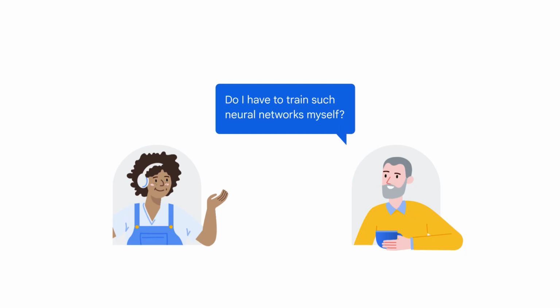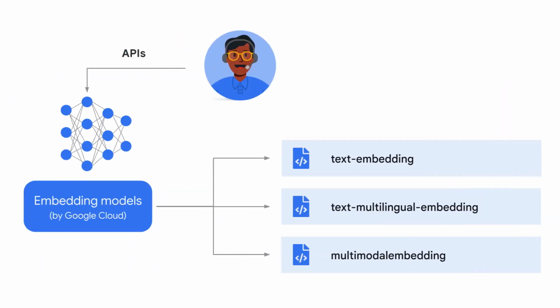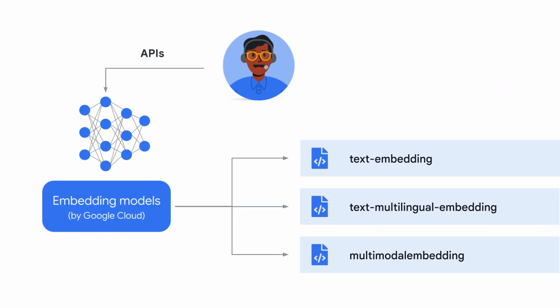That sounds fantastic. But do I have to train such neural networks myself? As training on a large corpus typically requires a great deal of computational resources. The good news is no. Instead, you can use pre-trained embedding models through APIs. For example, you call models like text embedding and multimodal embedding on Google Cloud. These models translate multimodal data into embeddings for you.